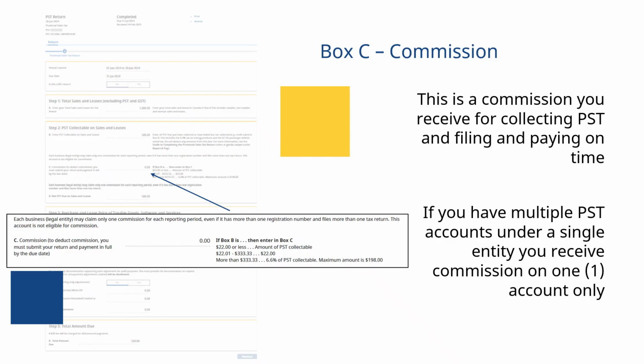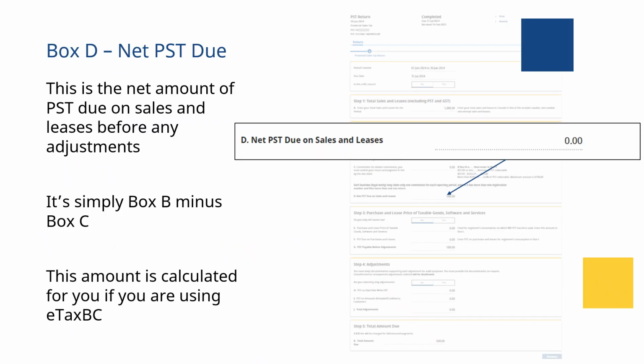Box C is automatically calculated for you if you're completing your return in eTaxBC. If you're completing your return using the paper form, you will need to complete this calculation using the equations shown on the page. Box D is asking you to calculate the net amount of PST due on sales and leases before any adjustments. If you're using eTaxBC, the amount in this box is calculated for you.